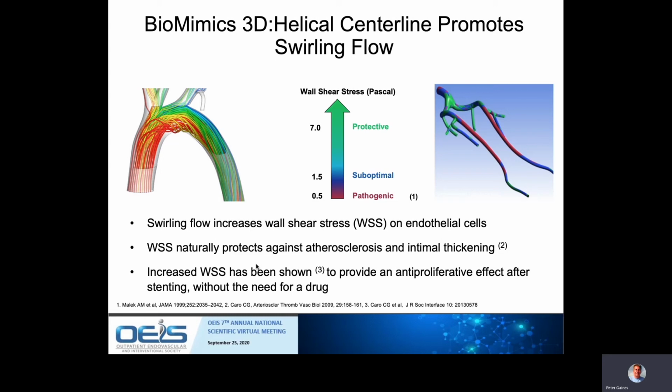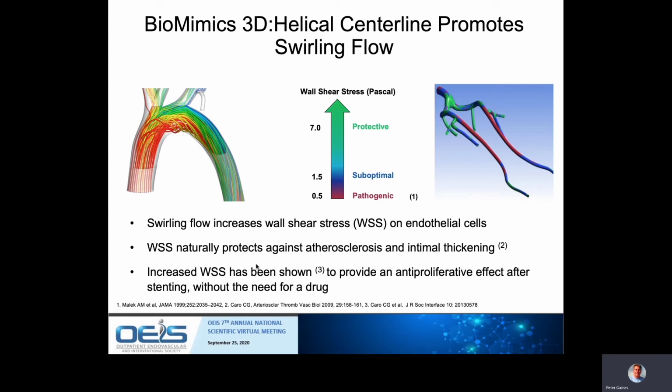In addition to protecting against atherosclerosis, high wall shear protects against intimal thickening. When that intimal thickening becomes profuse, then that results in restenosis. And indeed, the increased wall shear stress has been shown to have an antiproliferative effect after stenting. That effect is independent of the need for a drug.